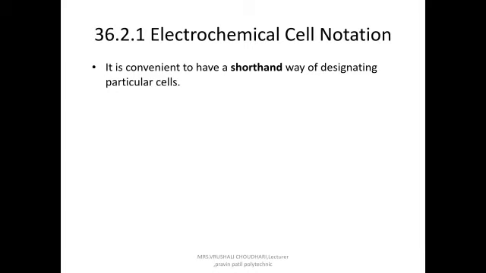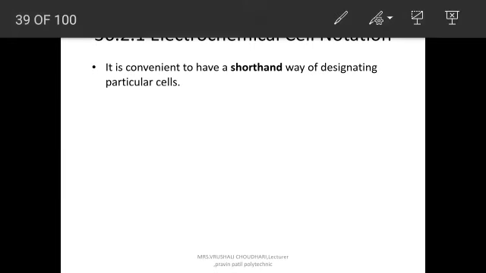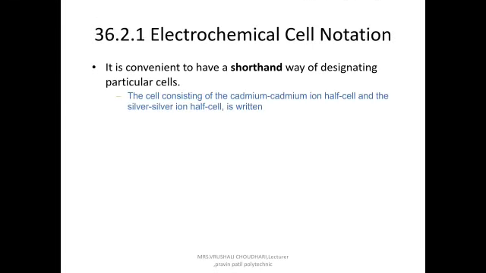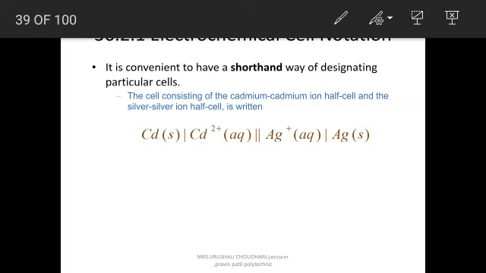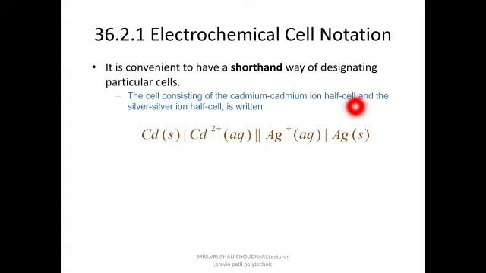Electrochemical cell notation. How are we going to write the cell? It consists of two half cells. How are we going to write it? Cadmium is in the solid state, so it is the electrode, dipped in cadmium ion, Cd2 plus, which is aqueous. So cadmium metal is dipped in an aqueous cadmium sulfate solution, while here silver metal is dipped in an Ag plus aqueous solution. This is one half cell, this is another half cell, and they are connected externally.